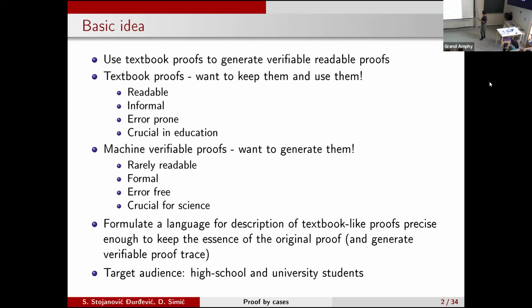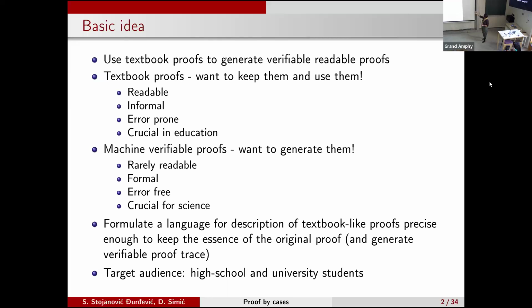So our goal was to generate automatic formal proofs that we expect to be error-free, because we are using different interactive theorem provers to verify those proofs. And they showed to be crucial for science in a way that today proofs that are present in journals tend to be formally verified. So you now need to verify what you want to publish.